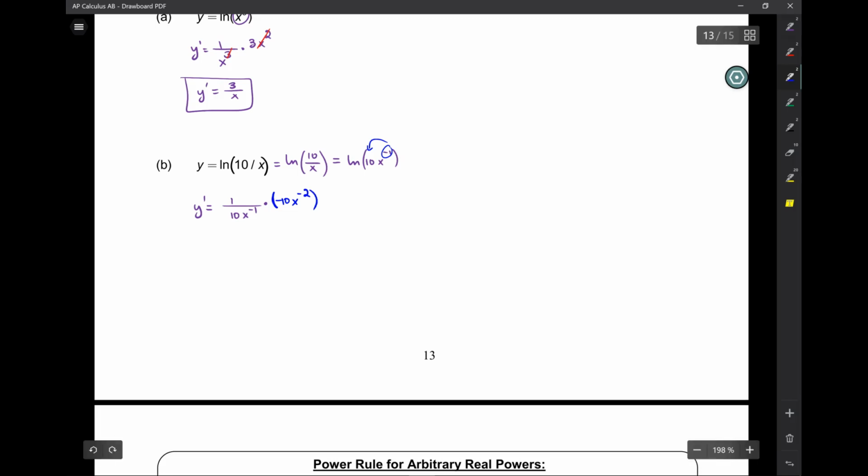And now, what? You can cancel out the 10s. So this is negative x to the minus 2 over x to the minus 1, right? So it's negative x to the minus 1, right? Because you do negative 2 minus negative 1, negative 2 plus 1, so it's minus 1. So that's negative 1 over x. So dy dx is negative 1 over x.